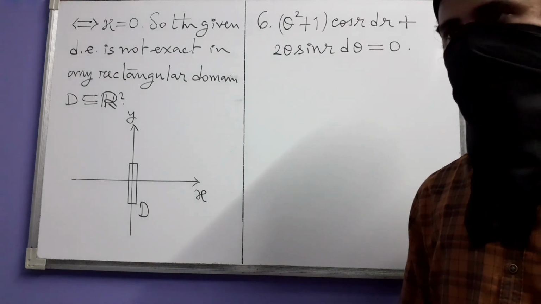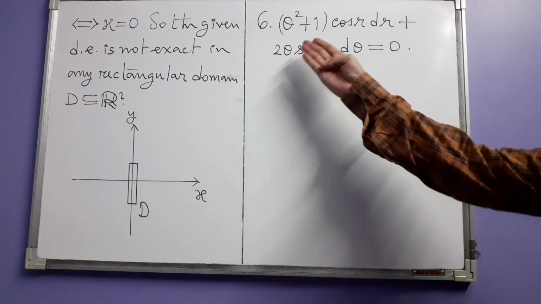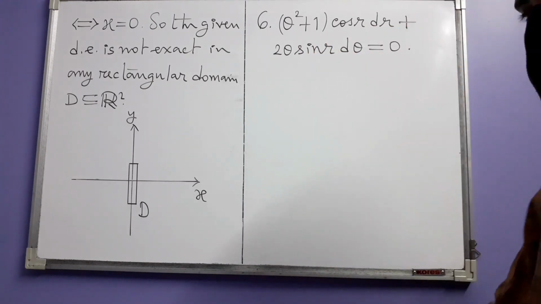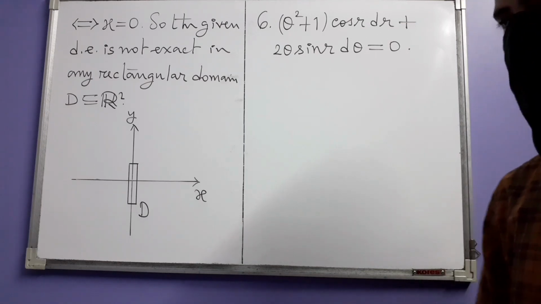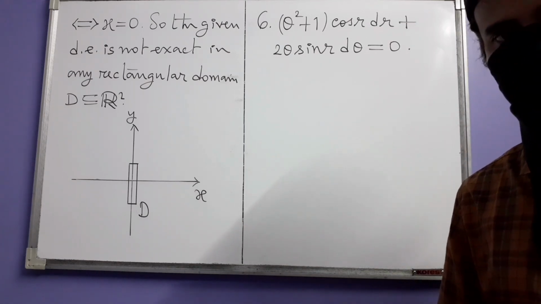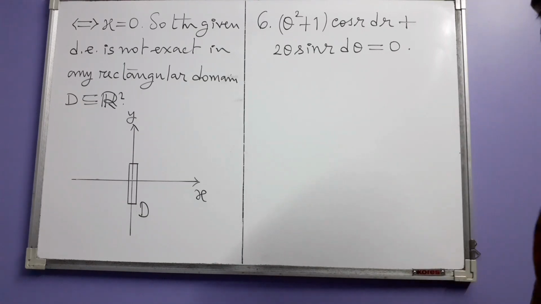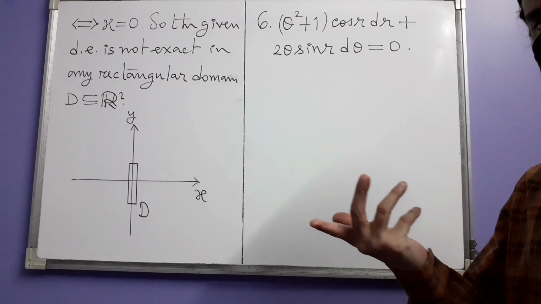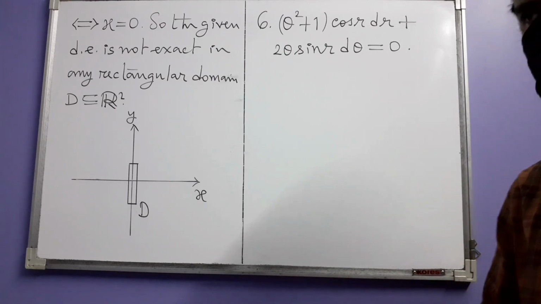So next we have 6. Theta square plus 1 times cos r dr plus 2 theta sin r d theta equals 0. Suddenly it confuses you a little, because x and y are not there. Instead you have r and theta. But actually that's not a problem because these are just some variable names, that's all.